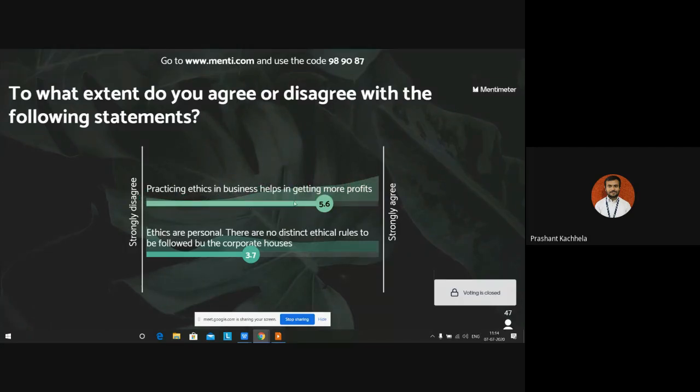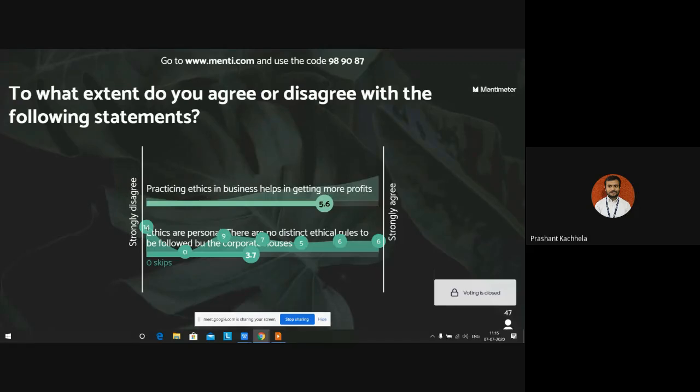Don't worry, this is the average. So we'll consider 5.6, and it is close to strongly agree. Majority of you think that, yeah, it will lead to a greater amount of profit. Now, talking about the second statement, ethics are personal. There are no distinct ethical rules to be followed by the corporate houses. And there are 14 people who responded that they strongly disagree with that.